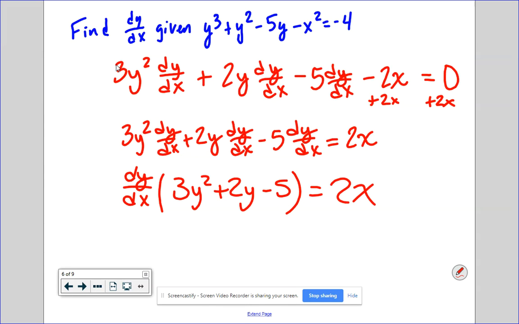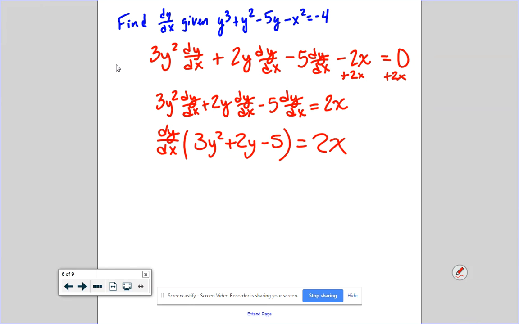So this would be simpler if you just found the derivative of everything and left out dy/dx. Essentially. Kind of, but not really, because we're not done yet. Now, I need to get dy/dx by itself.